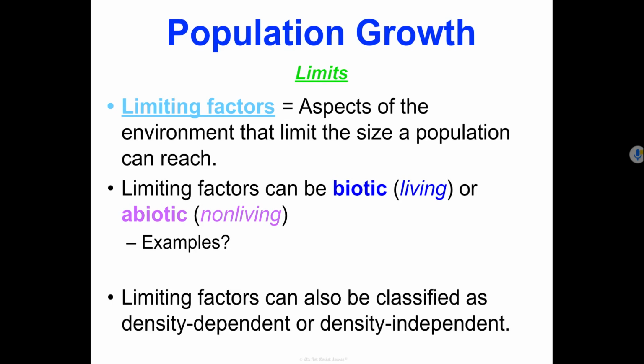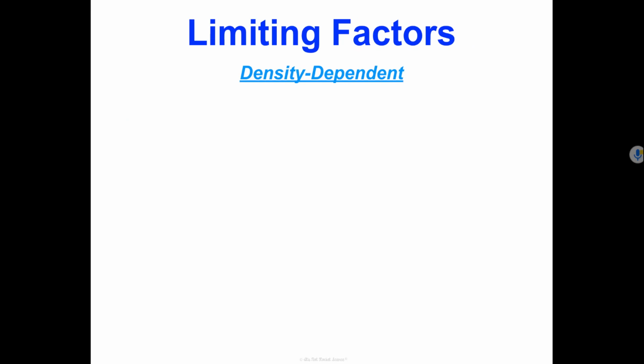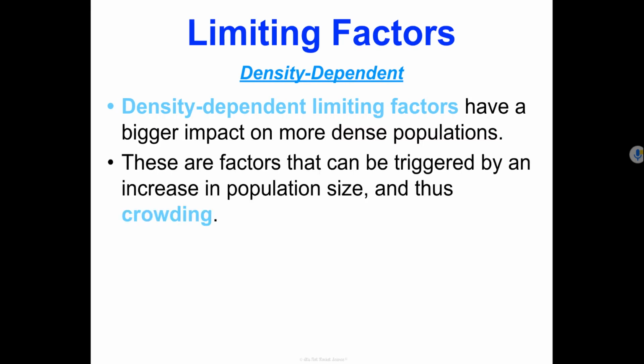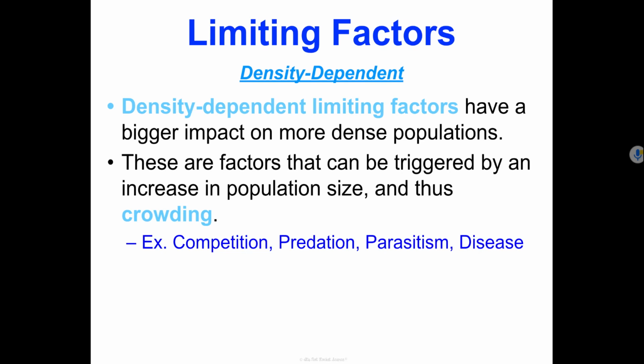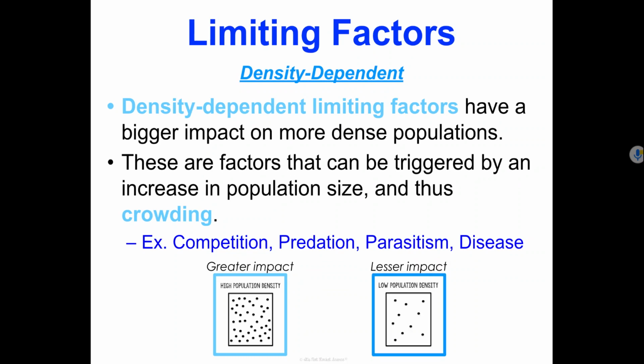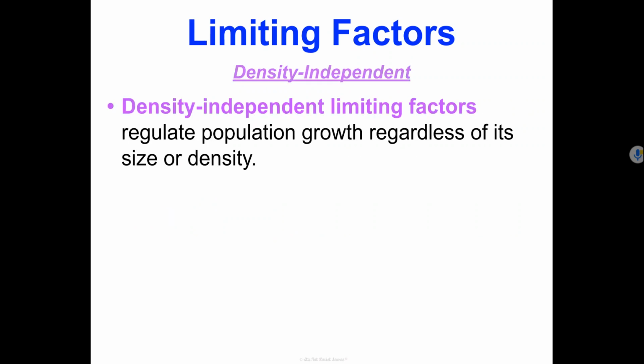Limiting factors can also be classified as density dependent or density independent. Density dependent limiting factors have a bigger impact on more dense populations. So these are factors that can be triggered by an increase in population size and thus crowding. Examples would be competition, predation, parasitism, and disease. If a population has a high density, it's more impacted by these factors than a population with lower density.